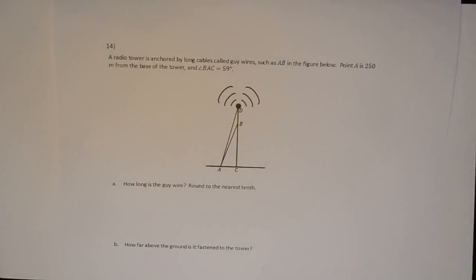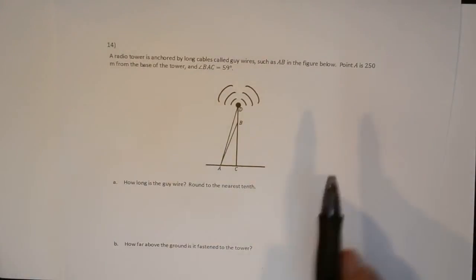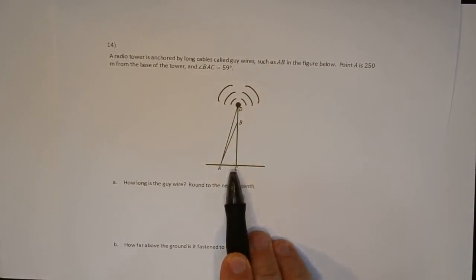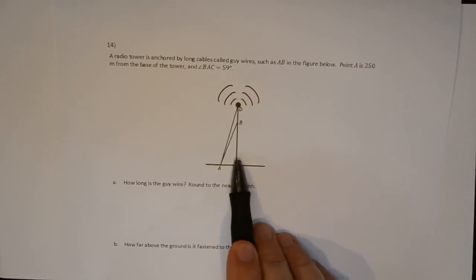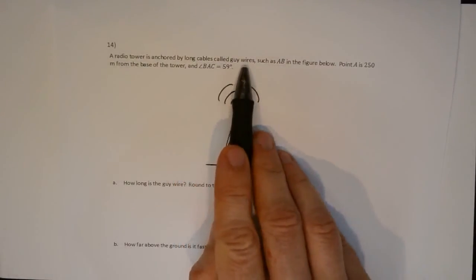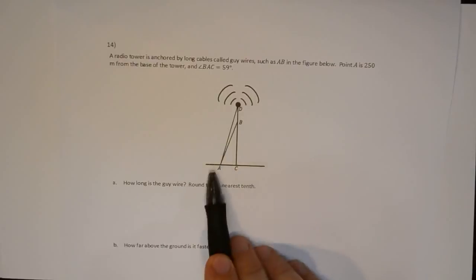Alright, so we've been at this for a little while. This is question 14, the very last one, and it looks like we're going to finish out with some trig. So in this picture we have a radio tower, which is represented by just this line DC in the picture. The rest of the stuff are wires. The tower is just that segment right there. They call these long cables guy wires, these cables that anchor it to the side.